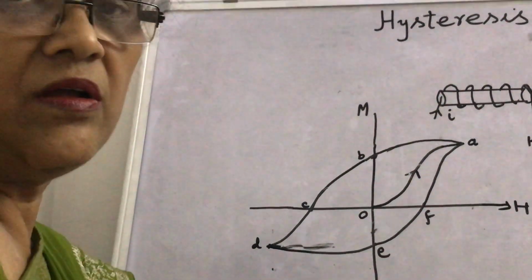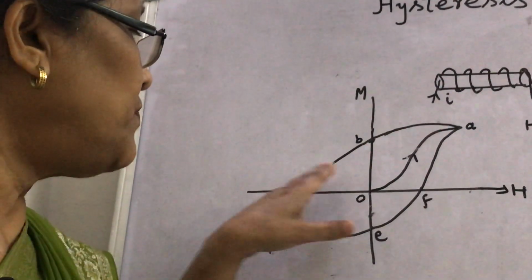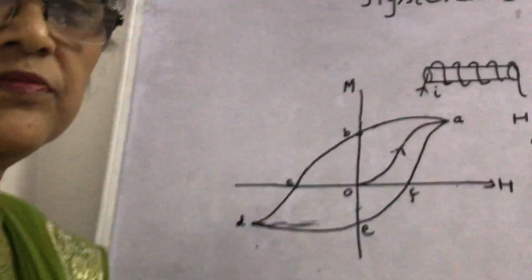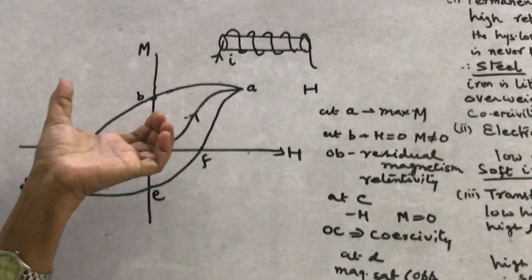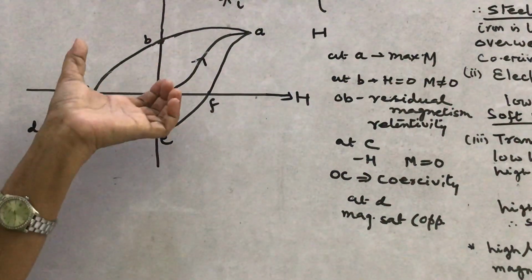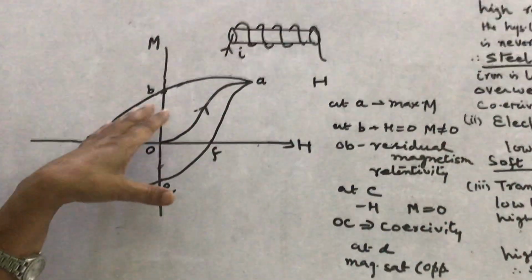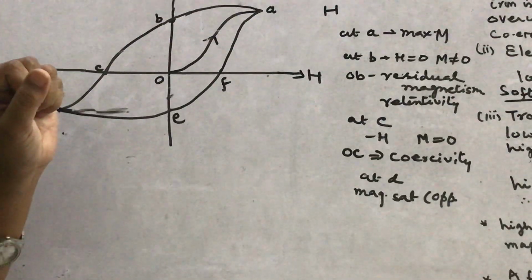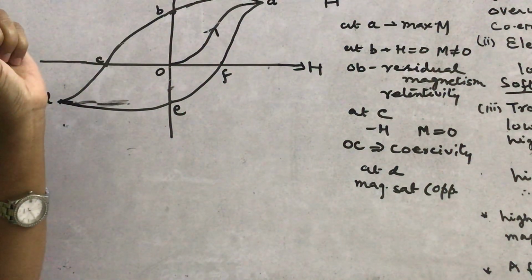Another thing I want to say here is that the area of this loop is equivalent to the energy lost in the substance, that is, per unit volume of the substance. How can you say that? Why will you say that energy is not conserved?